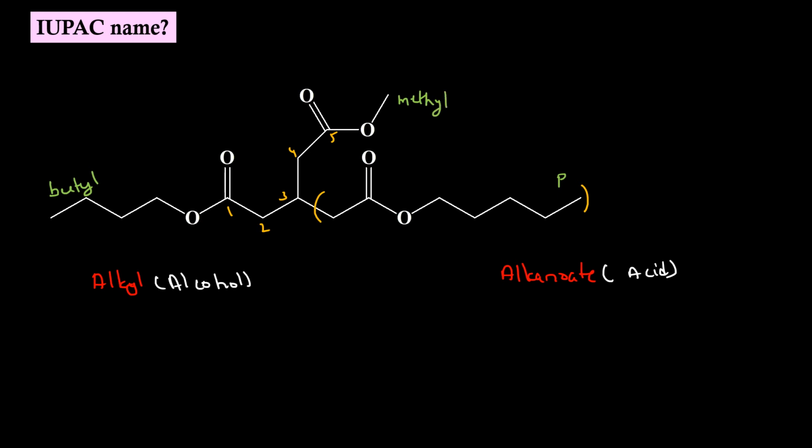But if we simply write butyl methyl, we will not know whether it is on the first carbon or the fifth carbon. So here 1-butyl and 5-methyl. So our alcohol part name will be 1-butyl 5-methyl. Now coming to the acid part, we know that it is pentanoate, more specifically pentanedioate.